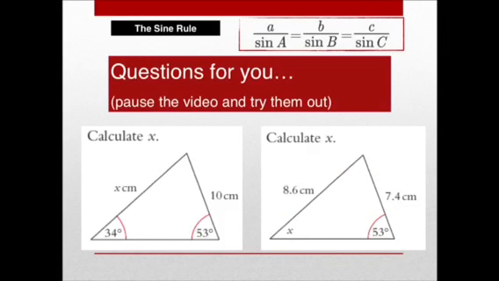So now it's over to you. Here's a couple of questions where you'll need to use the sine rule to find either a missing side or a missing angle. In each case, you'll know at least one ratio of a side over the sine of the angle, and so that will help you use the sine rule. Just pause the video, and when you're ready to find out the answers, start it again.